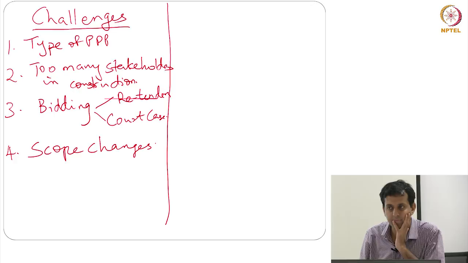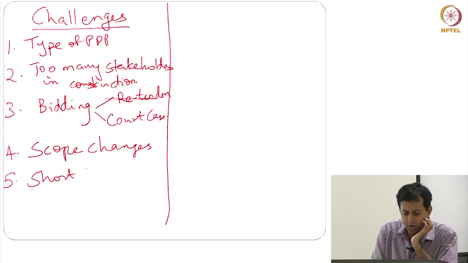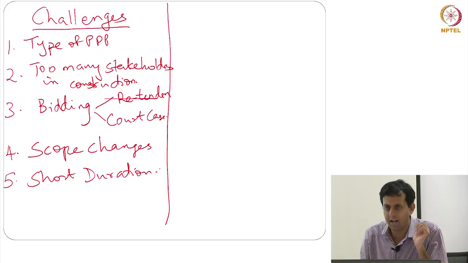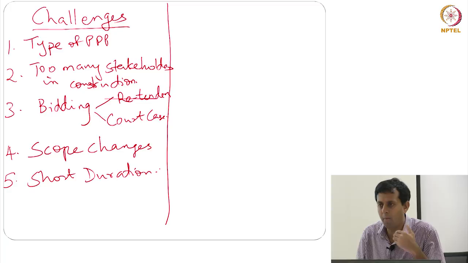Okay, short duration. Yeah, so you needed to get it ready for the Commonwealth Games. So that's a bit of a gun held across your head. So I think we've covered the main challenges here. What are the strategies that you think could have been used or were used to combat these kinds of challenges?